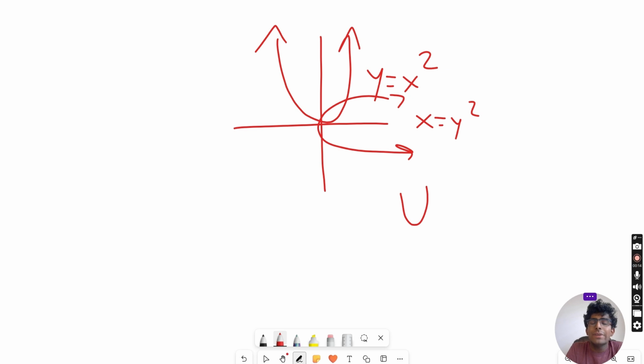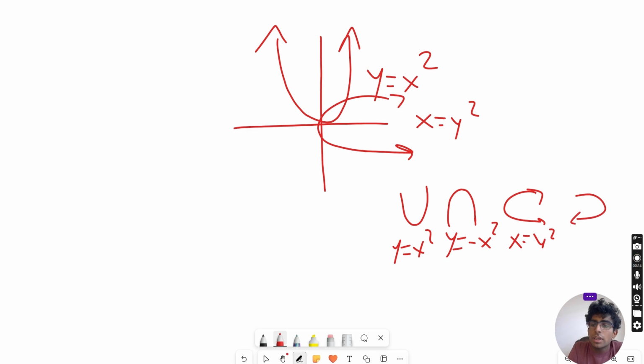If our A term is negative, our parabola is going to be opening downwards. This would be y equals like negative x squared, for example. And if it's opening to the right, it would be positive. And if it's opening to the left, it would be negative.